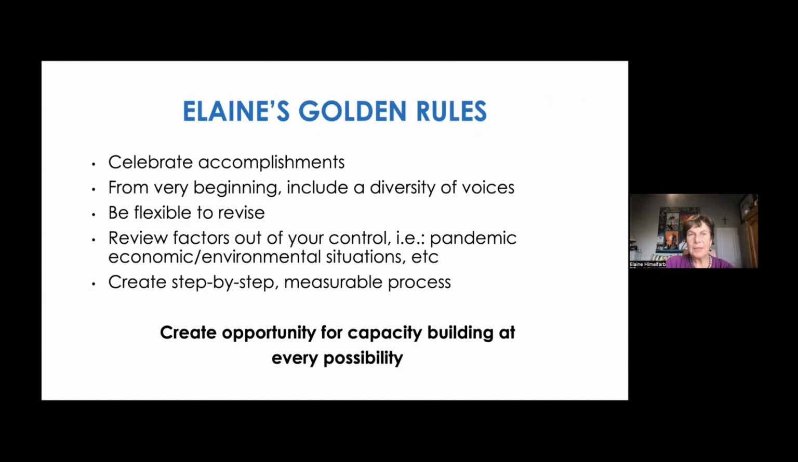So I'm winding down here. These are Elaine's golden rules. Celebrate your accomplishments. I don't think we do that enough. From the very beginning, include a diversity of voices in the process. Be flexible, because things are going to change all the time. Review the factors out of your control, like the pandemic. There could be economic or environmental situations that we could never foresee. And then really create a step-by-step doable process for success. And I think if we do all these things, what this strategic planning process is going to do for your organization is build the capacity of the staff and volunteers. And that's really what you want, you want everybody to be more engaged, more knowledgeable, more clear about how you're going to make an impact out there in the communities that you're serving.